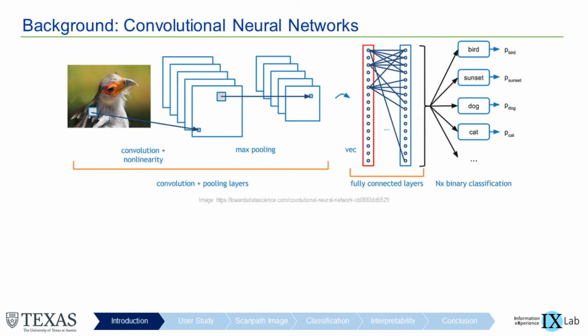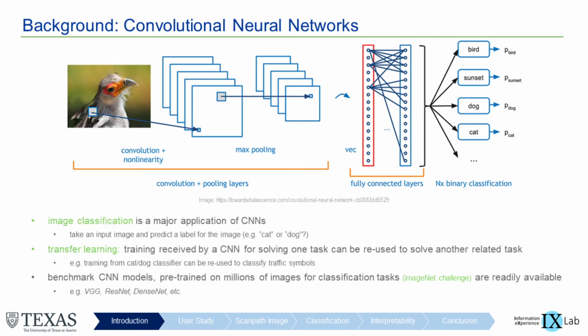Convolutional neural networks, or CNNs, are backbones of modern computer vision algorithms. Image classification is a major application of CNNs. CNNs have this useful property called transfer learning. Training received for solving one task can be reused to solve a different but related task. And so, benchmark CNN classifiers such as VGG and ResNet are readily available for use in research problems.